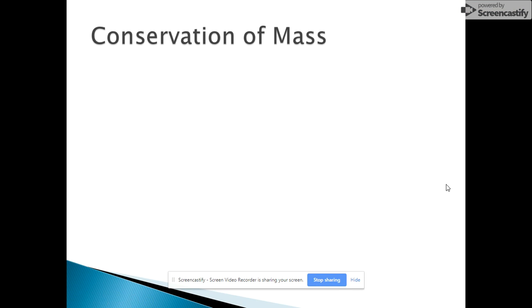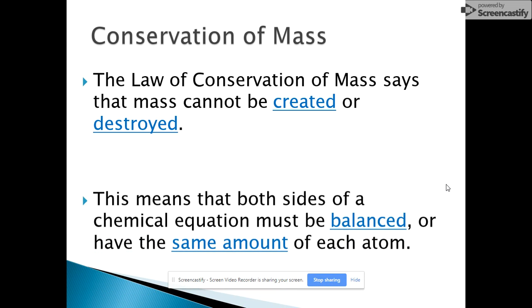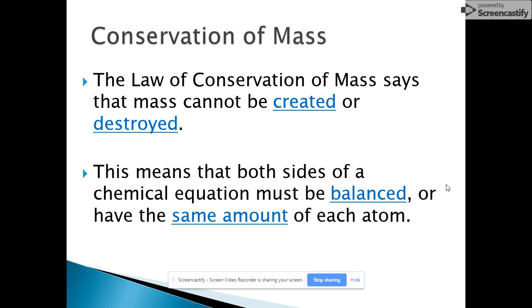So today we're going to talk about balancing chemical reactions. Some of you have seen and asked about what the coefficients or the big numbers mean when you see a chemical equation written. And the whole reason for that is due to the conservation of mass. The law of conservation of mass says that mass can never be created nor destroyed. That means when we're looking at a chemical equation, it has to be balanced.